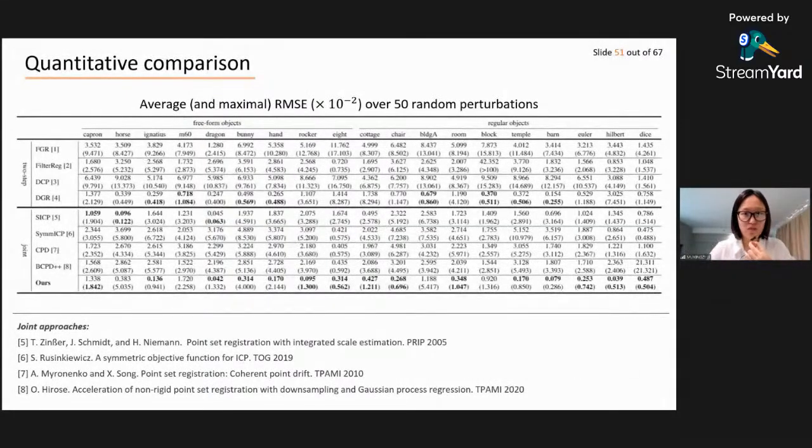The second family are joint methods, which estimate the similarity transformation in a unified fashion. The proposed algorithm performs best on regular objects, as they are well described by piecewise planar geometry, as shown on the right. It reaches lower average and maximal root mean square error for more than half of the objects. The failure case, building A, is due to its very noisy normal of the input points. For free-form objects, as indicated by the left part, the proposed algorithm matches the accuracy of the state of the art.